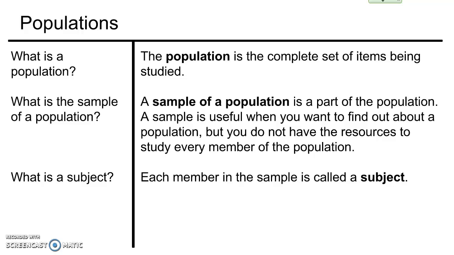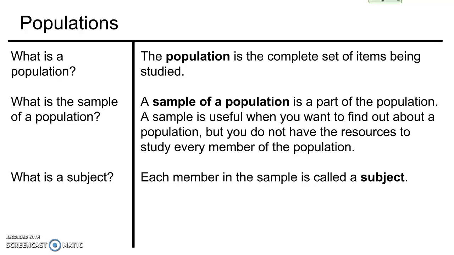What is a sample of a population? It is a part of the population. A sample is useful when you want to find out about a population, but you do not have the resources to study every member of the population. So it is really not very realistic, when we are trying to make a prediction or an inference about a population, to actually go and survey every single person in the population. If the population's like the whole country, that's just not very realistic. Or even the population of a whole city. There's so many people that live in a city, you probably wouldn't be able to survey all of them. That's why we take a sample.